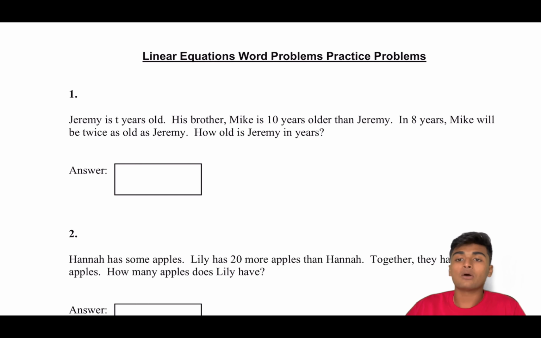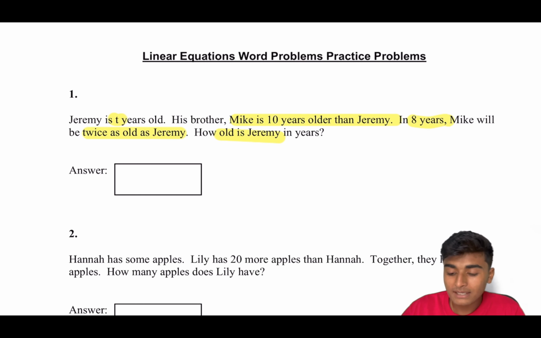We first need to find out what the question is asking for, which we know is Jeremy's age. Then we can look for all the important information. First, Jeremy's age is represented by the variable t. Then we know Mike's age is 10 years older than Jeremy. And lastly, in 8 years, Mike will be twice as old as Jeremy. Using this information, we can build a linear equation.